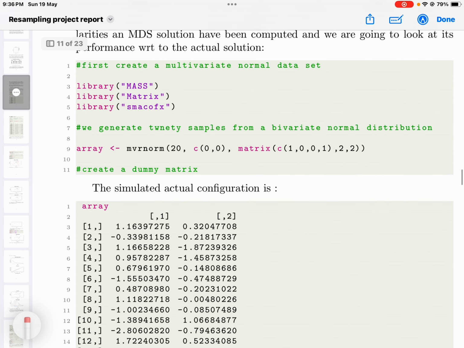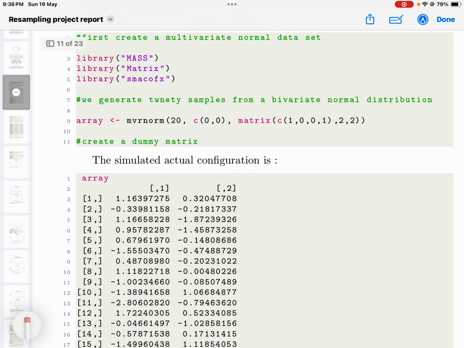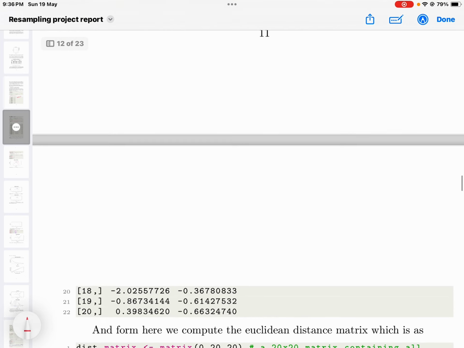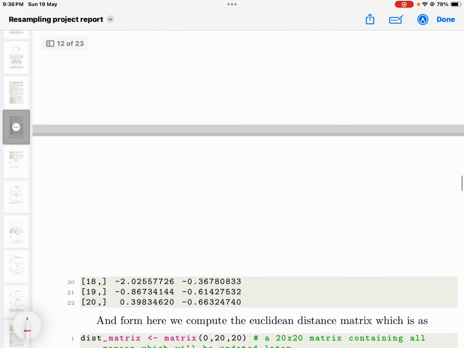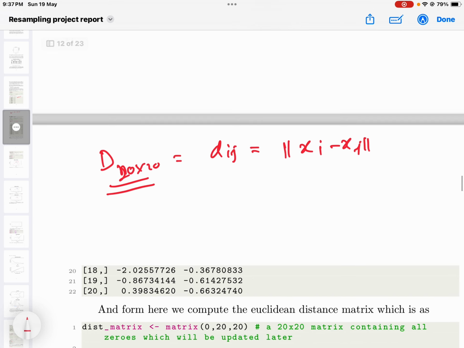So how I proceeded was I sampled 20 samples from a multivariate normal with mean 0 0 and covariance matrix 1 0 0 1. This is the standard normal in 2 dimensions. Then I calculated the interpoint distances, which is the 20 cross 20 matrix T, where Tij is nothing but the distance between xi and xj. So this works as a dissimilarity matrix.